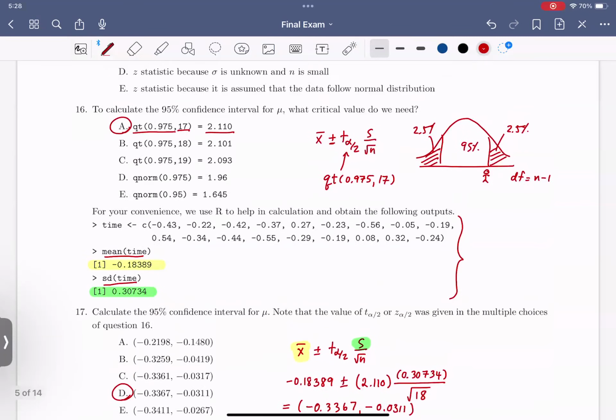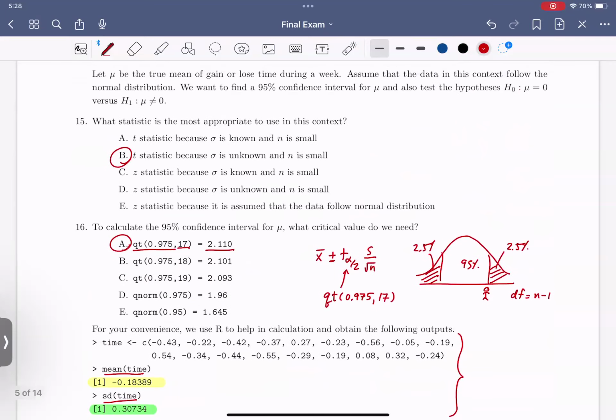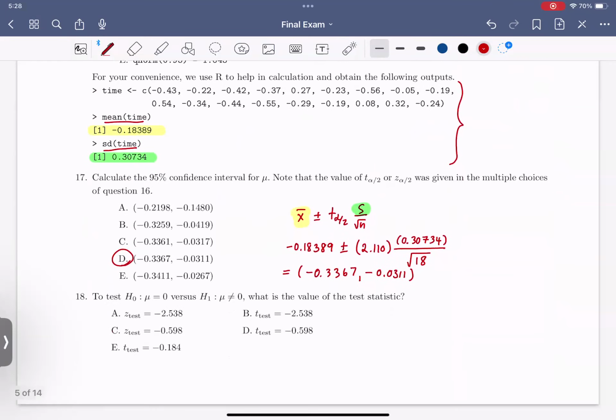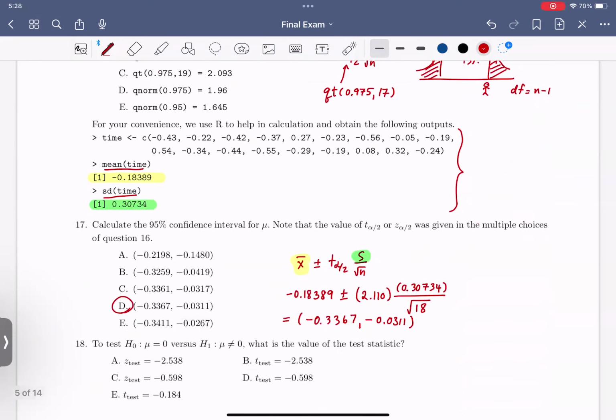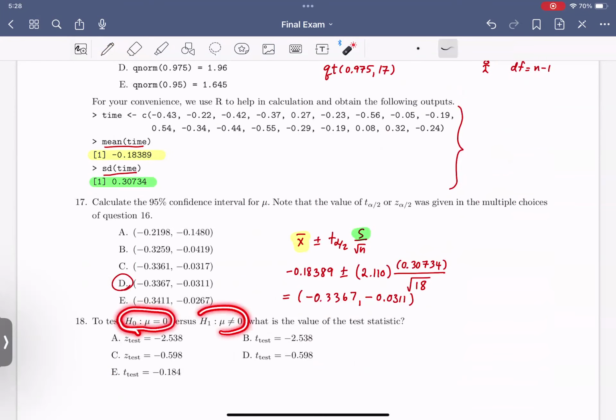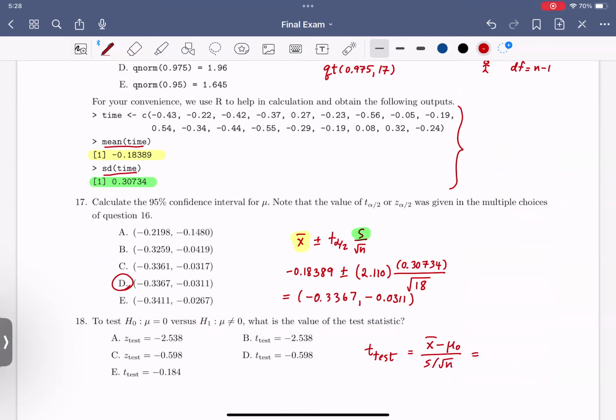Next one, question 18. We already did the confidence interval part. The next one is the hypothesis test part. To test mu equal to 0 versus mu not equal to 0, what is the value of the test statistic? You can use the t-test here, which is x bar minus mu naught over s over square root n. X bar here is minus 0.18389, and mu naught here is 0 because the value that you want to test is actually 0. You see?